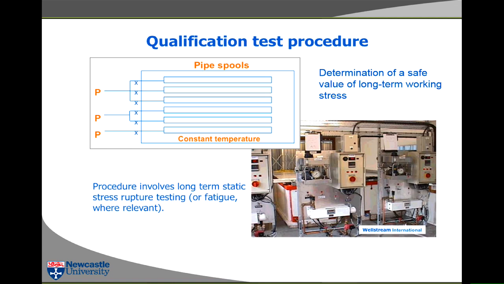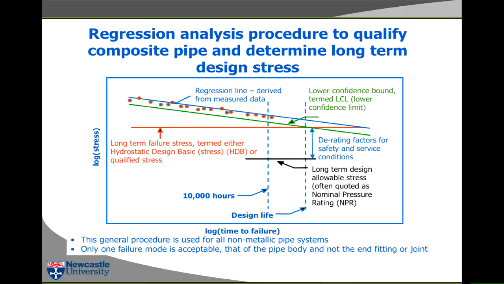So you have a whole bunch of samples in a water bath at constant temperature, and you wait for them to fail. And when they've failed, you plot this graph. So this is a graph. The vertical axis is hoop stress, PD over 2T. Actually, it's a log-log graph, so it's log of hoop stress versus log of time to failure.